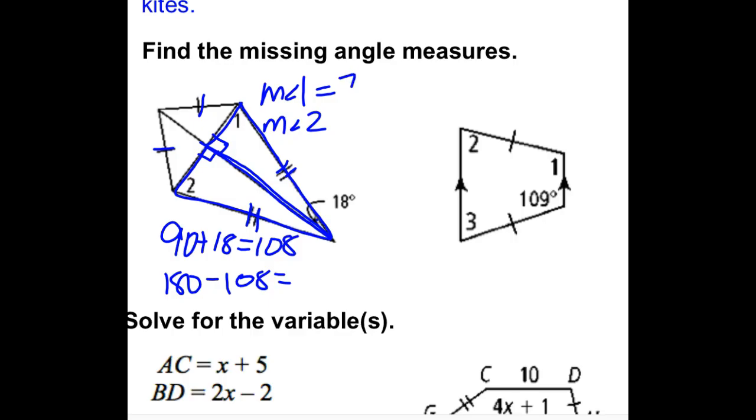Now, if I want to think about angle 2, you can kind of see that these triangles are mirrors of each other. So if you reflect along this line, they're congruent. Angle 2 lines up. Angle 2 is also going to be 72 degrees.